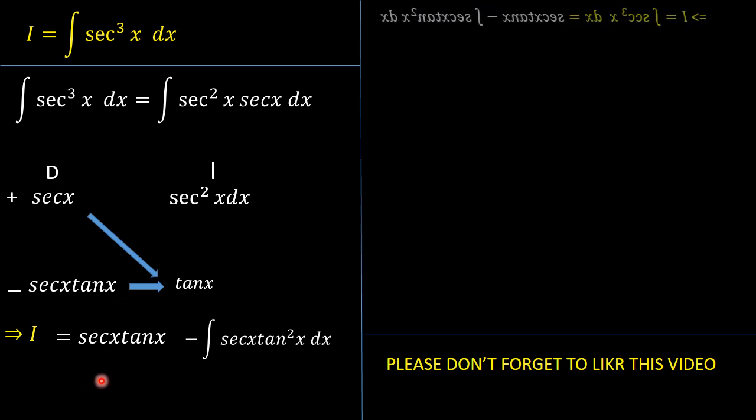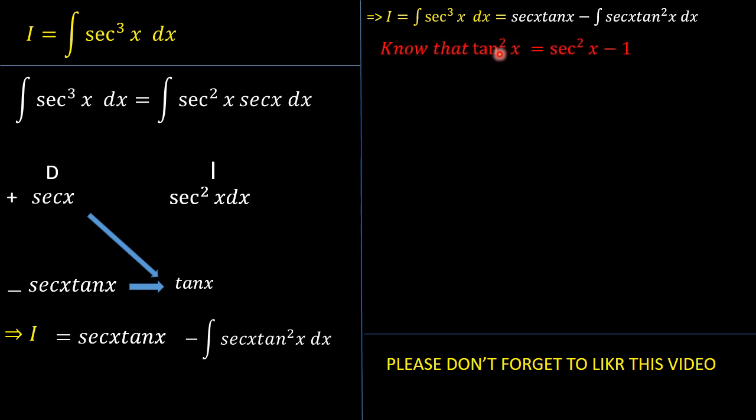So guys, now in this case, I is the integral of sec cube x dx, which is the same as sec x tangent of x minus, this is the first part of the answer, then minus the integral of sec x tan squared x dx, guys. But keep in mind that tan squared x is the same as what? Sec squared x minus 1. Good. So now don't forget that tan squared x is the same as sec squared x minus 1.